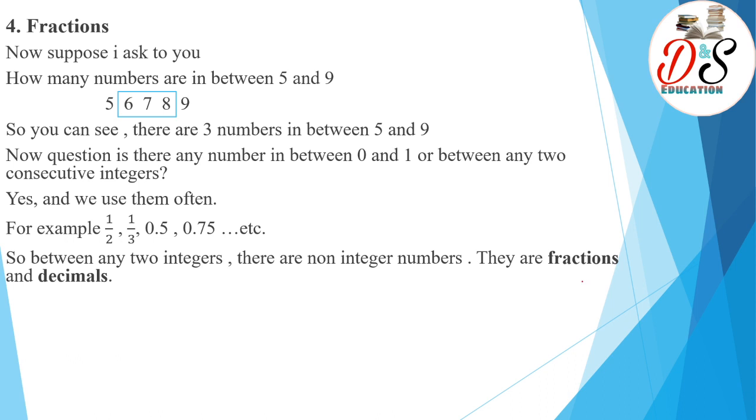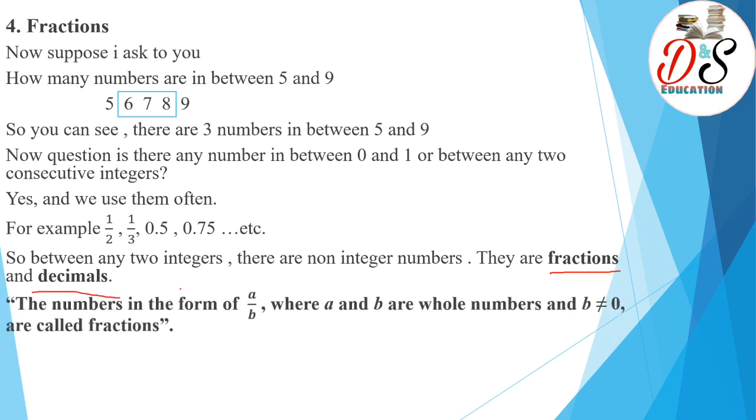So remember, they are known as fractions and decimals. Now, if you have to define fraction, how will you define that? The numbers in the form of a upon b, where a and b are whole numbers and b is not equal to 0 are called fractions. Now the question here comes, why b is not equal to 0? Because division by 0 is not possible.